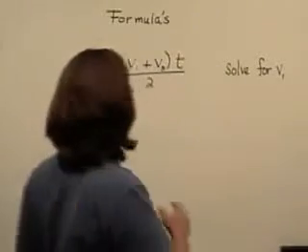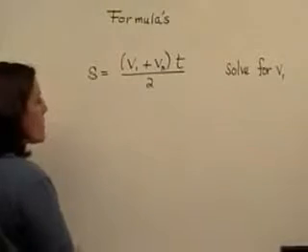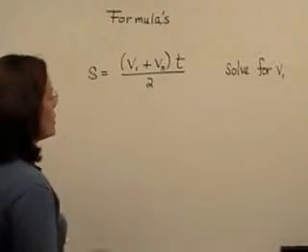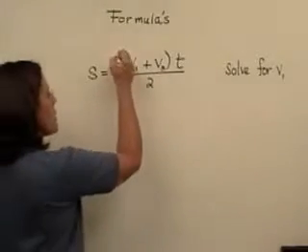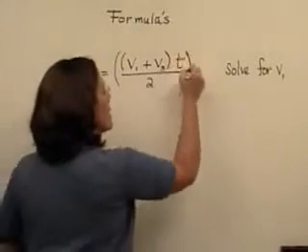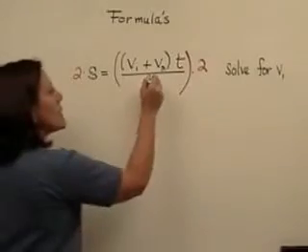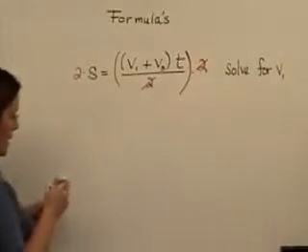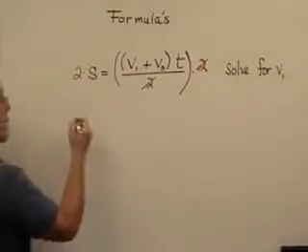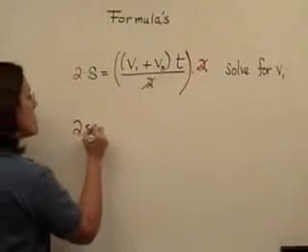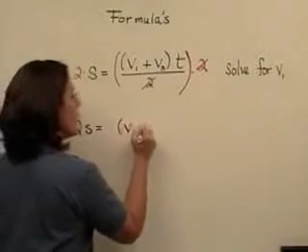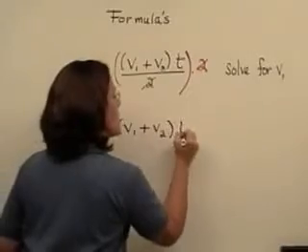Let's go ahead and look at this problem. My big issue here with this problem is that I have a denominator of 2. And we have learned that one of the ways to clear denominators is to multiply both sides by that common denominator. So that's what I'm going to do first. I'm going to clear this right-hand side of that 2. And what I'll have now is 2s equals v sub 1 plus v sub 2, times t.